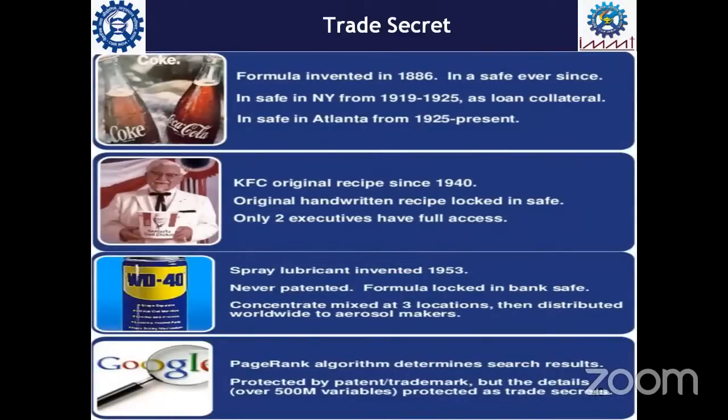And then comes trade secrets. These are the four best examples of trade secrets that anyone generally refers to. The original composition of Coca-Cola has been a secret since 1886. As of today, no one knows what exactly goes into Coca-Cola. Of course, a lot of technological advancement has taken place. We have so many analytical instruments through which we can analyze structures and compositions, but even then, people could not make it. It is a secret. And the KFC original recipe has also been a secret since 1940. Similar is the case with spray lubricant and also the Google page rank algorithm.